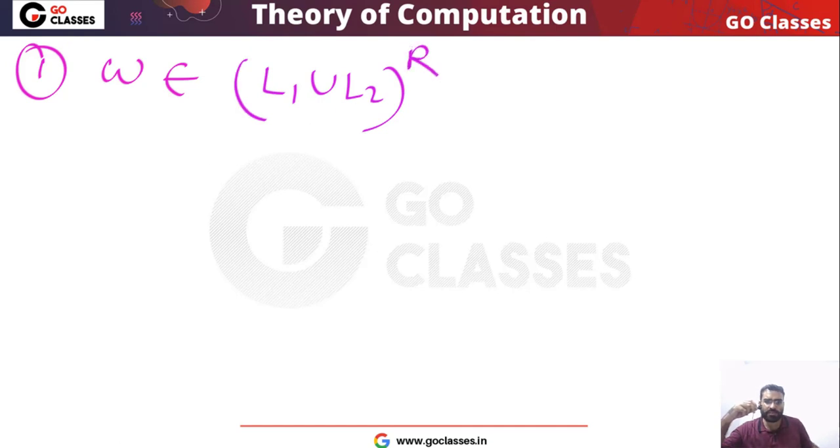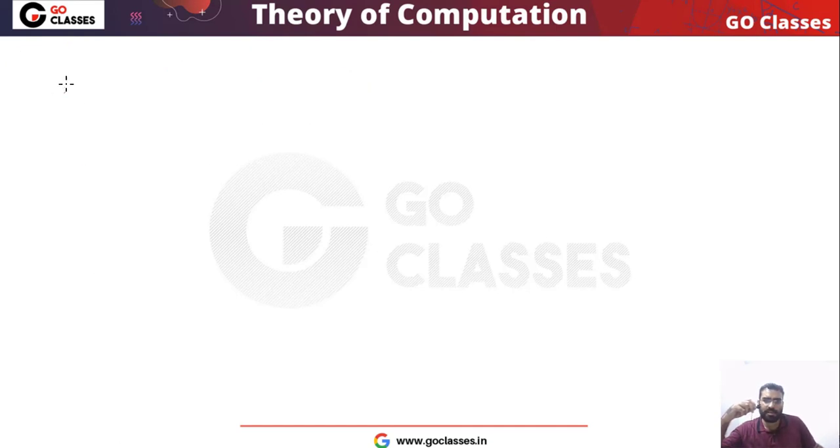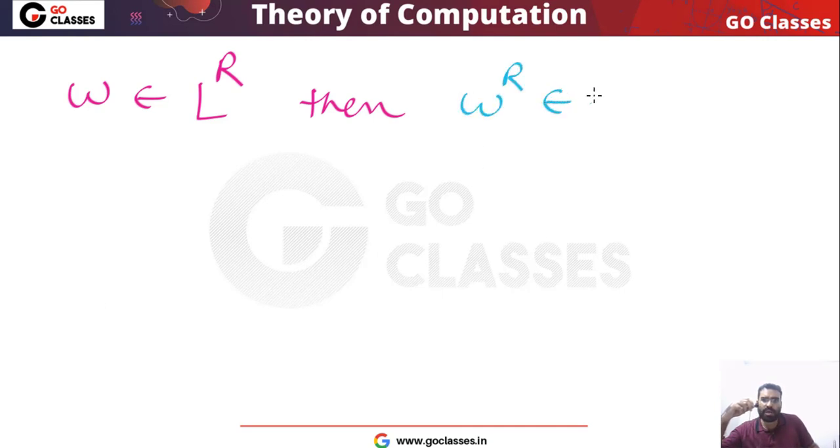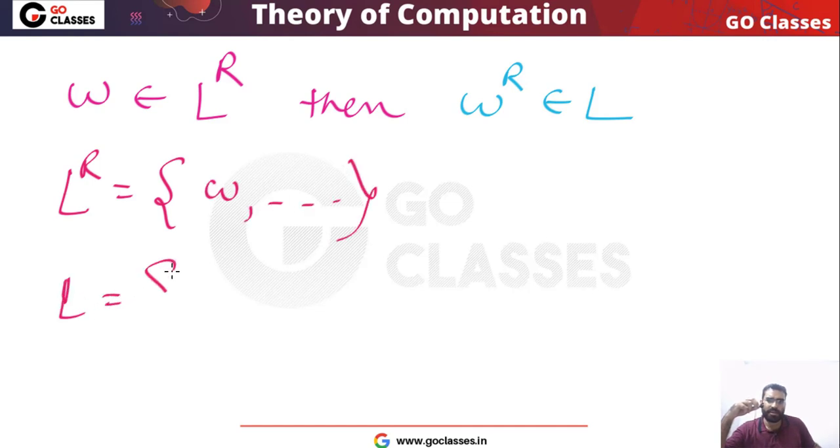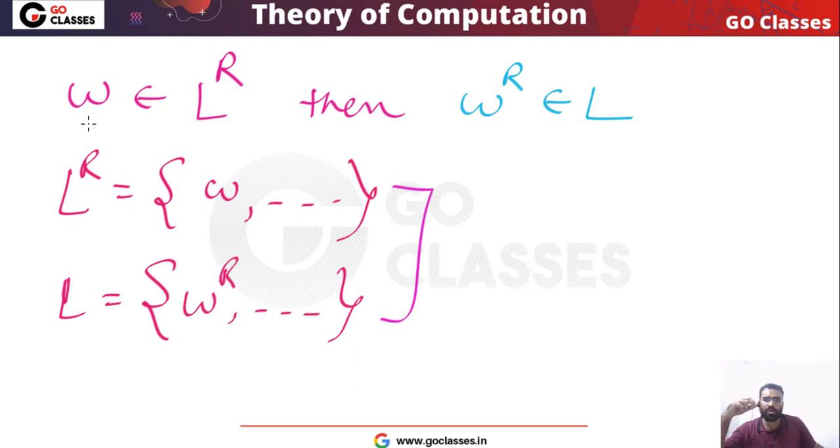Now we already know that if some string belongs to L reverse, then its reverse belongs to L. Because if W belongs to L reverse, then in L this W reverse will be there. So if W belongs to L reverse, then W reverse will belong to L.